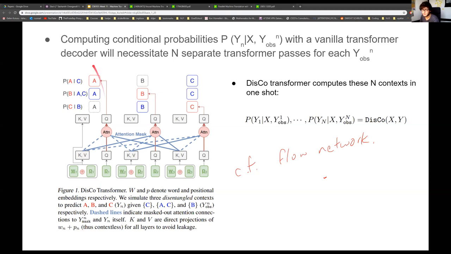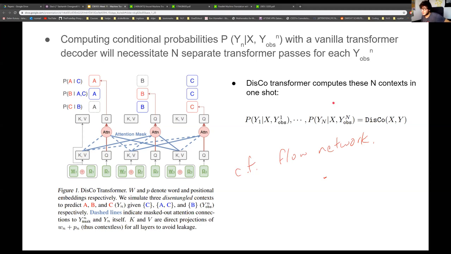So here, the first prediction is just predicting A given C. In order to do that, they take the value of A as the query, and in terms of the key-value pairs, they take only the C value, so masking out A and B. A is masked out naturally because we are trying to predict A, and it would be trivial to predict A given A. We are also masking B because we are trying to do more than one prediction. That's the whole motivation behind this architecture.